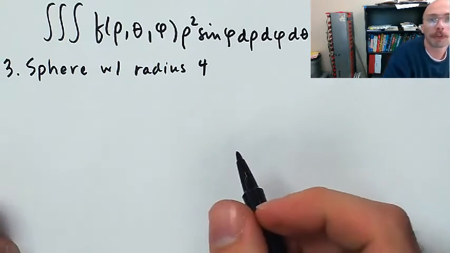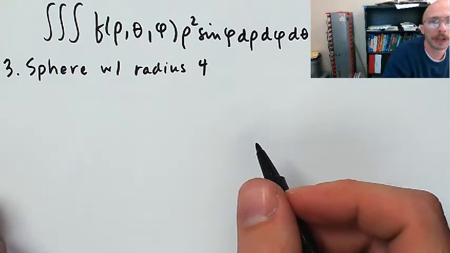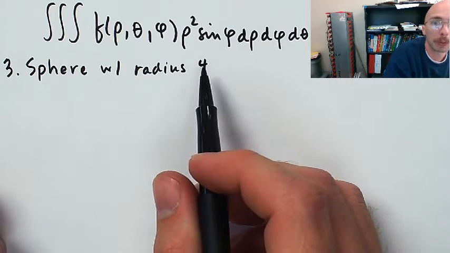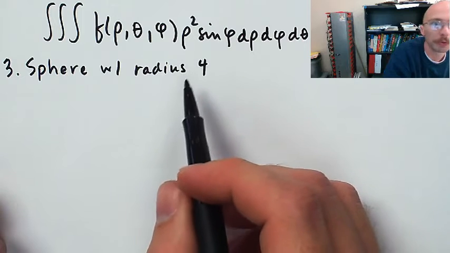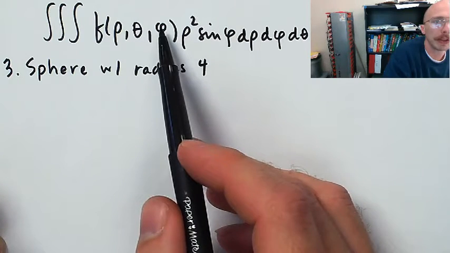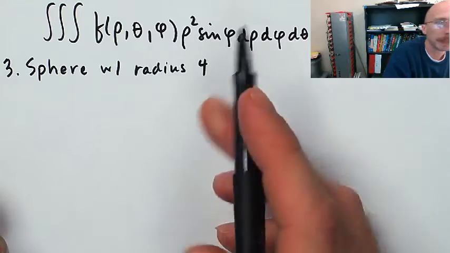Okay. Well, if it's the whole sphere, we know that rho is going to go from 0, that's the origin, out to rho equals 4. That's the set of all points 4 units away, that is the sphere. We let theta go from 0 to 2 pi, and we let phi go from 0 to pi.